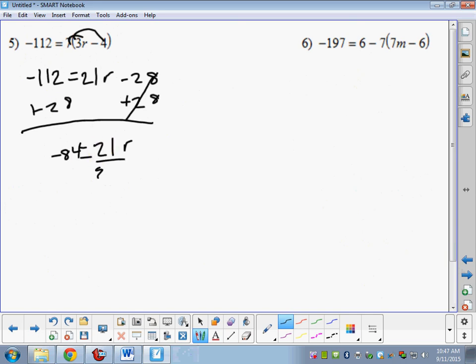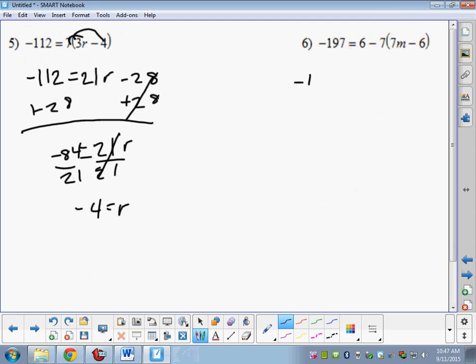From here, we would divide by 21. Again, we are trying to isolate the r. So because the 21 is touching r by multiplication, we divide. And negative 84 divided by 21 is negative 4. Make sure you're careful with your negatives. That's the place where people who go too fast will make mistakes. On number 6, again, I see those parentheses, so I know I'm going to have to distribute.